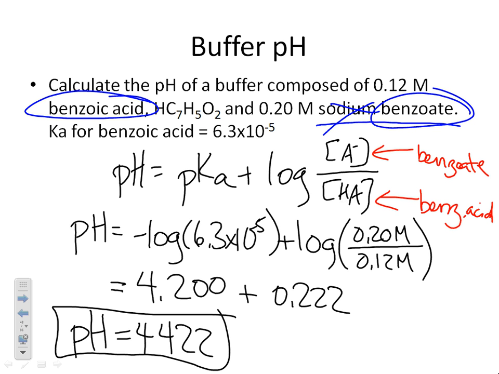So we see in this final pH right here that the final pH is a little bit higher than the pKa value, right? pKa is 4.20 and we've got a pH of 4.42. That makes sense because we have slightly more base than we do acid, so we expect a slightly more elevated, a higher pH, indicating it's slightly more basic.